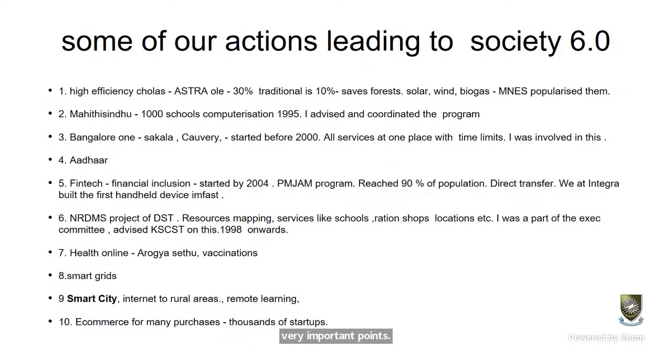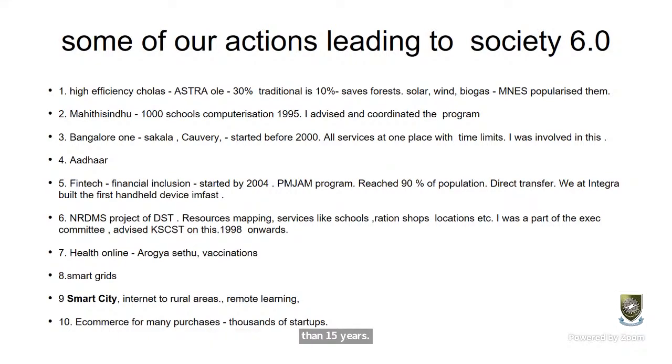Then we had the Bangalore one, which I was also involved in, and we call that Sakala. That's in time. You get all services from the government. You don't have to visit any office. This has been running for more than 15 years now. It was offline, now it is online.